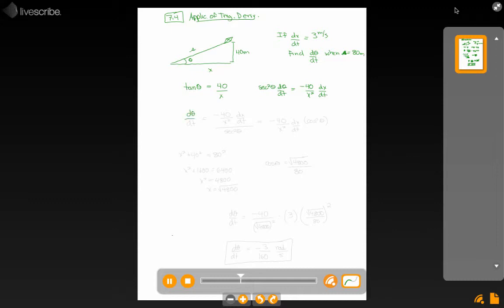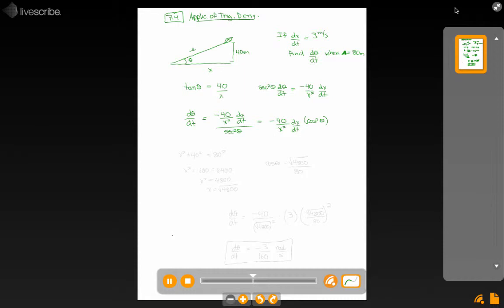So d theta by dt is going to equal negative 40 over x squared dx by dt, and then we'll have to divide that by secant squared theta. Well, when you divide by secant squared theta, really all you do is you multiply by cosine squared. So negative 40 over x squared dx by dt times cos squared theta.